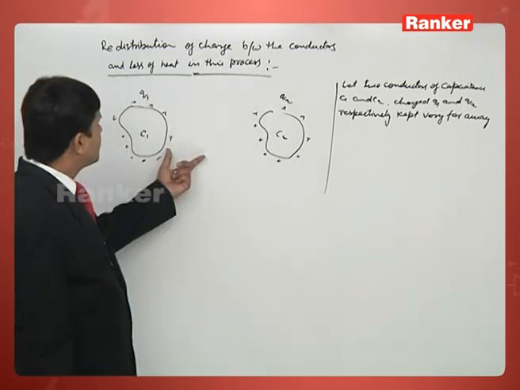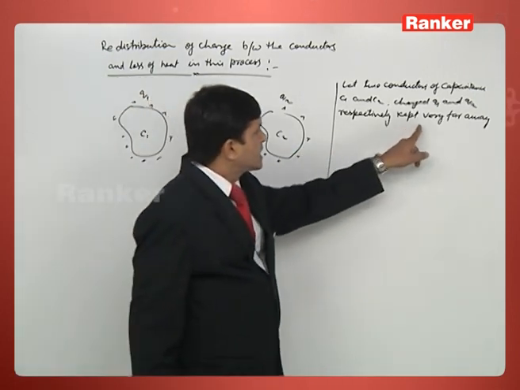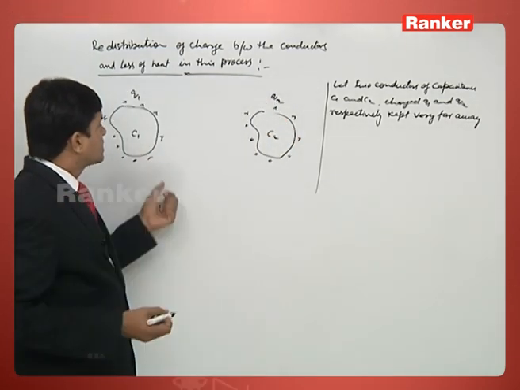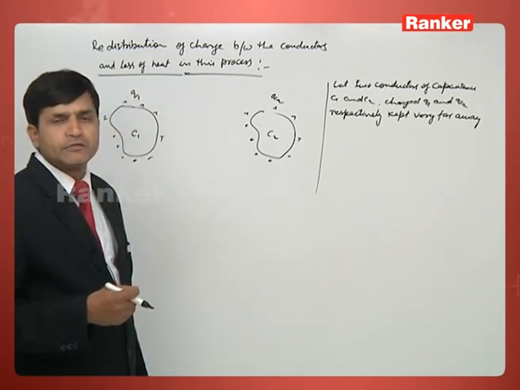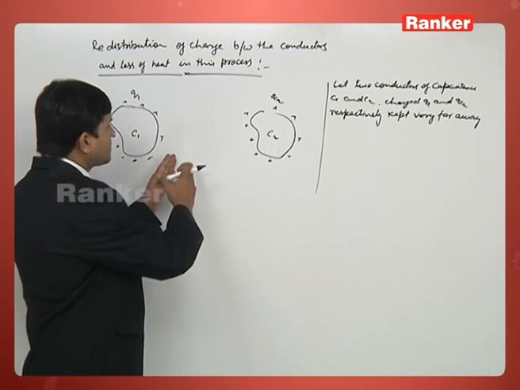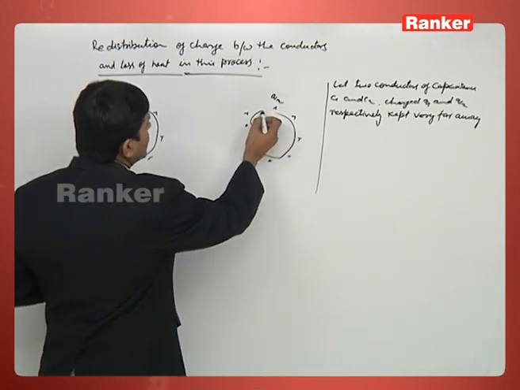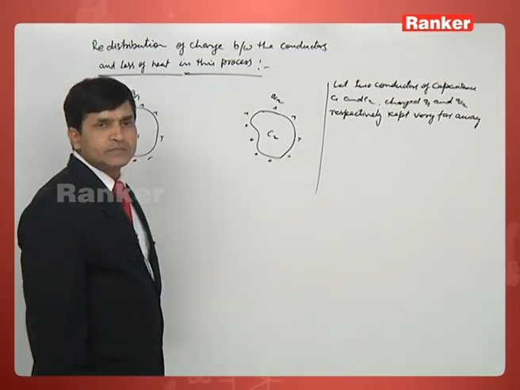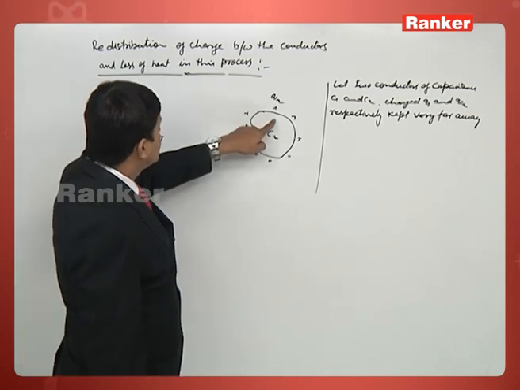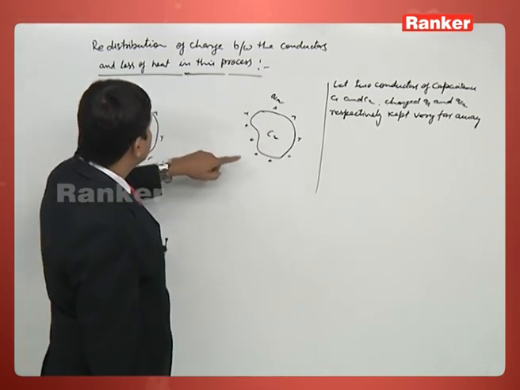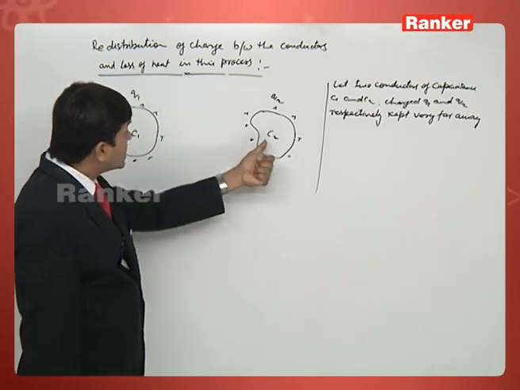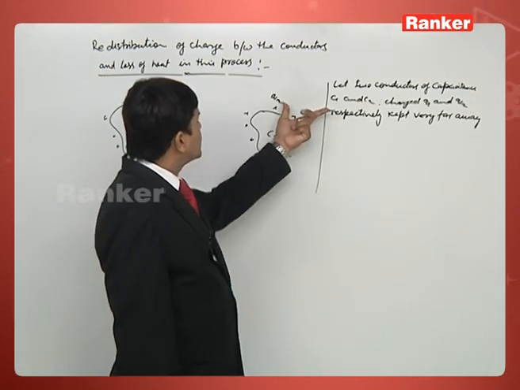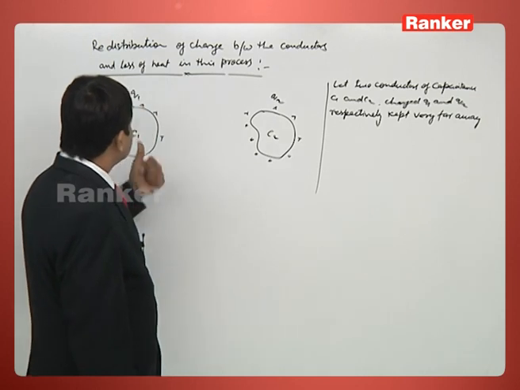First of all, why are we putting this condition, kept very far away? Because if these come close to each other, one conductor comes under the influence of the field of the other. So we are considering that these two are not in the effect of each other's field. They are just like isolated conductors. There is no effect of the field of this conductor on that conductor, and similarly the other way around. They are simply isolated.